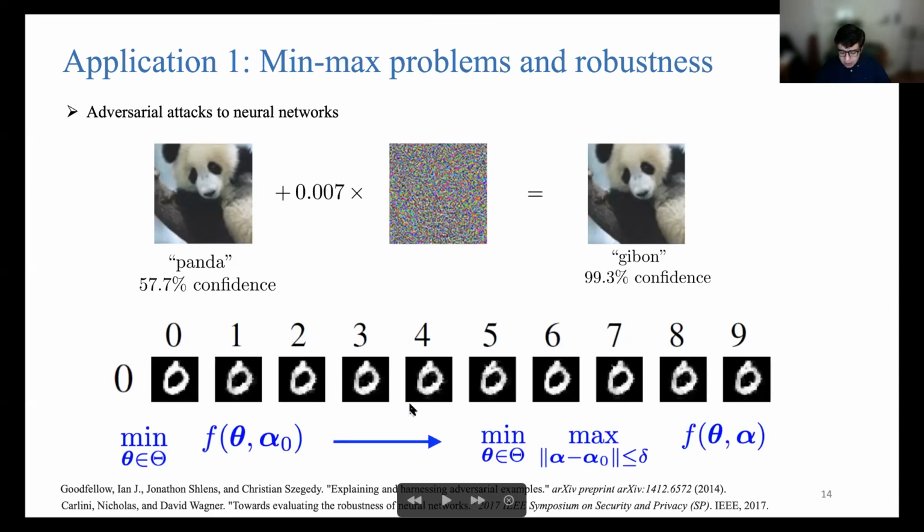And the natural defense mechanism, natural remedy for it, is to go after a robust training of neural networks. So instead of training for the input, you tune the parameters of the network, which is theta, so that they work also when you change your input, which is alpha. Let's say the input images are alpha. You want, even if your input changes a little bit, your network still works well.